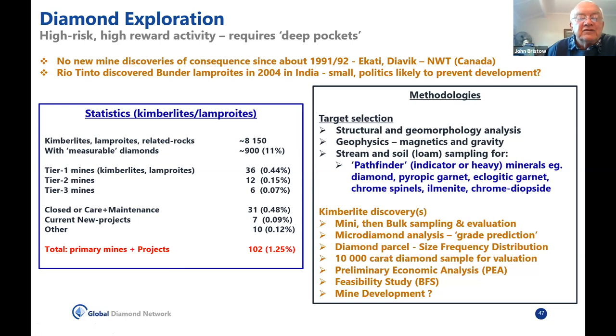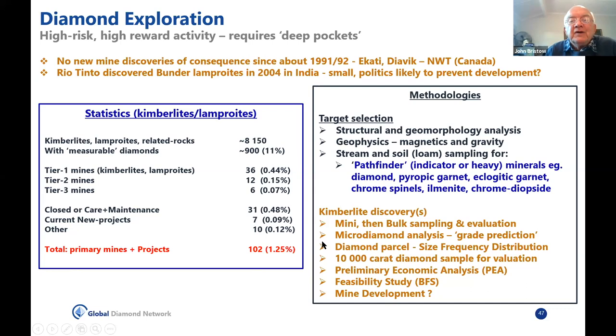It's only about 1% of the total. And in terms of world-class tier one diamond mines, and I'm happy to share all this data with interested people, there have only been about 36 real world-class diamond mines. And that just tells you that it's long odds and you need deep pockets and a big checkbook to go and find these deposits. And that's one of the things that makes this whole business quite unique and rare.